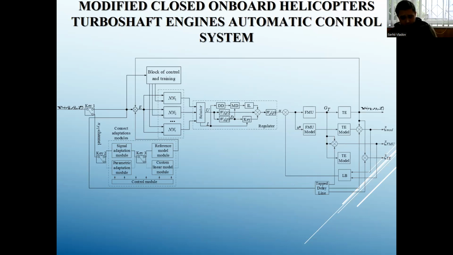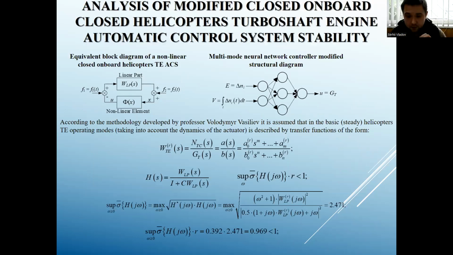For the purpose of signal and parametric adaptation, the developed automatic control system is supplemented with adaptation modules that implement adaptive control methods: signal adaptation module, parametric adaptation module, linear model submodule, customizable model submodule. To solve this task, the method developed by Professor Volodymyr Vasyl was applied.